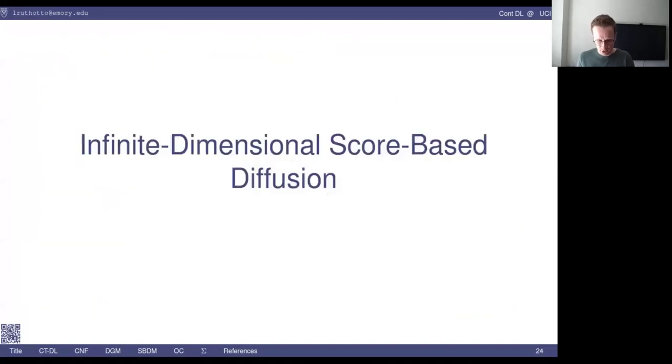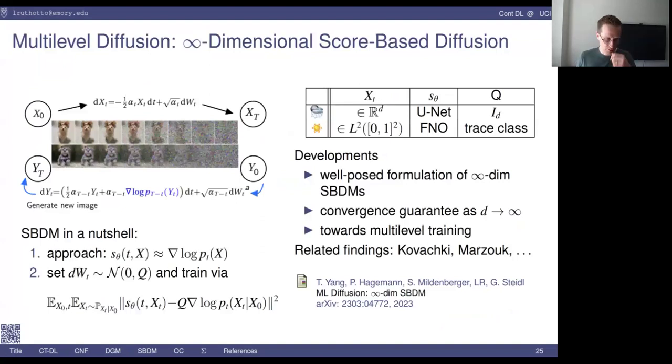Since Martin just joined, I want to show him some work on what to actually do in infinite dimensions, which, surprisingly, generative models like image generation are not modeled at. So here's one project we've been having here on diffusion models. The way diffusion models work, I think by now you've seen this picture or variations of this picture many times.